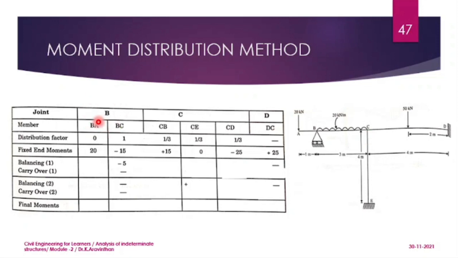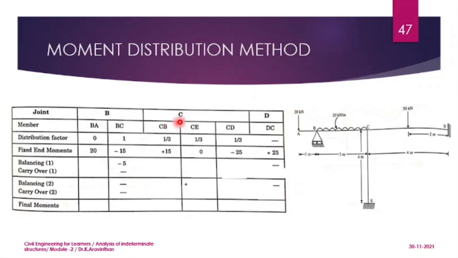At joint B, what is the total moment here? 20 minus 15 is plus 5. Plus 5 is the net moment, and how to balance? You have to apply minus 5. Then if you multiply minus 5 into 0, it will be 0. Minus 5 into 1 will be minus 5.